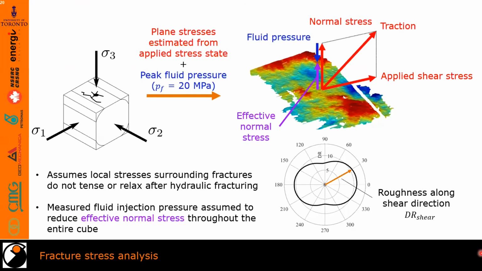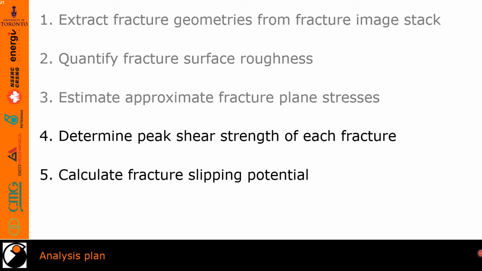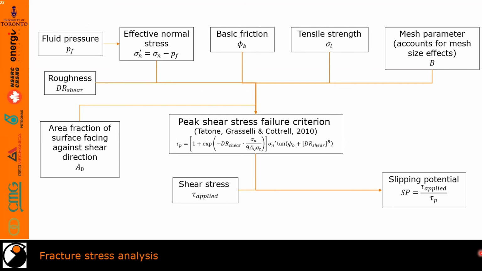This information can all be assembled to determine the peak shear stress failure criterion, and this is the stress at which the fracture will move. Although it assumes that the fractures are matching and have not shifted, the tensile strength was determined from Brazilian disc tests performed on the same core. The mesh parameter is an empirical parameter that accounts for the mesh size and resolution. The area fraction was obtained from the roughness analysis, since this is the area fraction facing the shear direction.